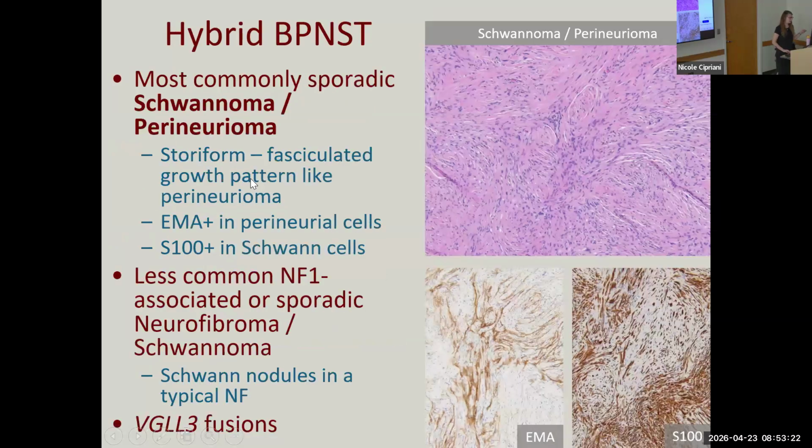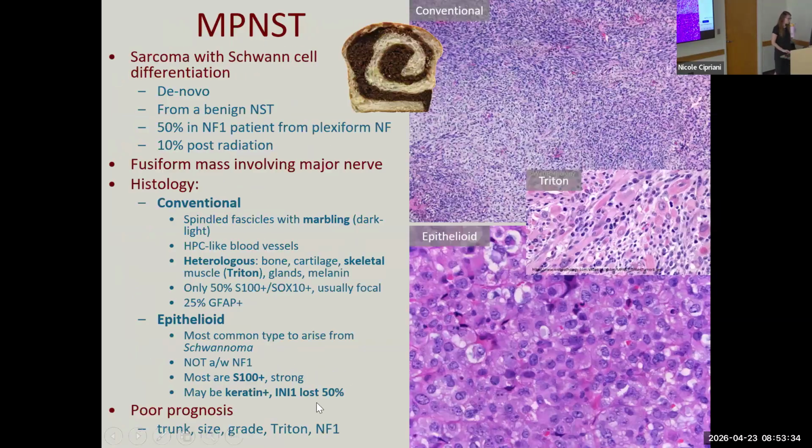Because these are not Schwannian. These are perineurial. Hybrid schwannoma perineurioma has hybrid combined EMA and S100 in different areas of the tumor, and specifically VGLL3 fusions.